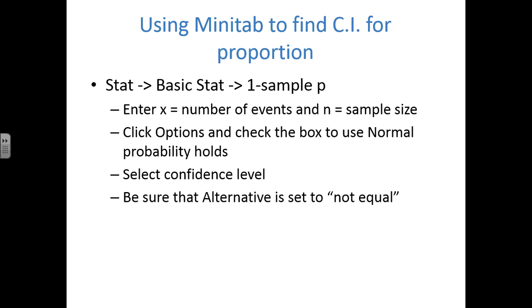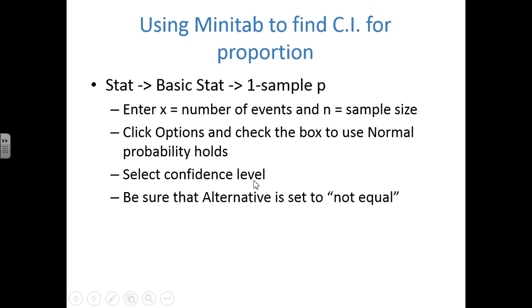We're going to go to where it says 1 Sample P. A box will come up. You're going to enter X, which is the number of successes, into the number of events, and you're going to enter your sample size. Then you're going to click Options, and as long as those conditions held, you're going to check the box to use the normal probability. Right? Then you select the appropriate confidence level.